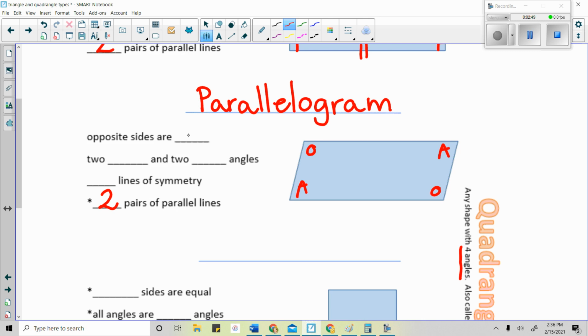Notice again, the opposite sides are the same. Kind of like in the rectangle, we're going to have 2 long sides typically, and I say typically because it doesn't have to, and 2 short sides. Normally you have 2 acute angles and 2 obtuse angles. I say normally because it doesn't have to. The only thing it has to have is these 2 pairs of parallel lines. And this one actually has 0 lines of symmetry.